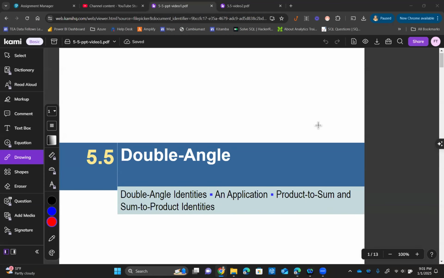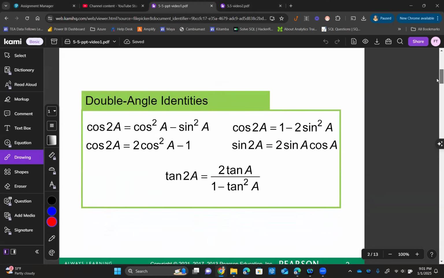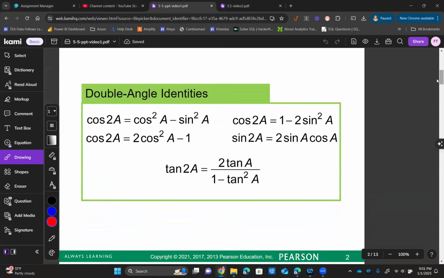Lesson 5.5 is called double angle, and in this lesson, we're going to look at the double angle identities and product to sum and sum to product identities. So these are very important formulas that we are going to use a lot in our trigonometry class.